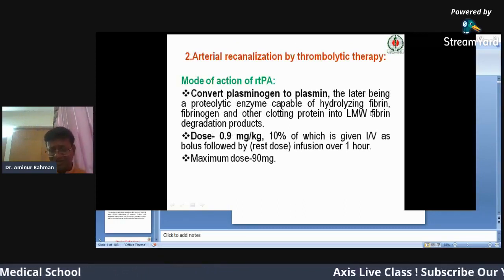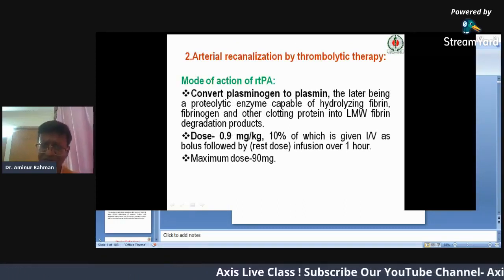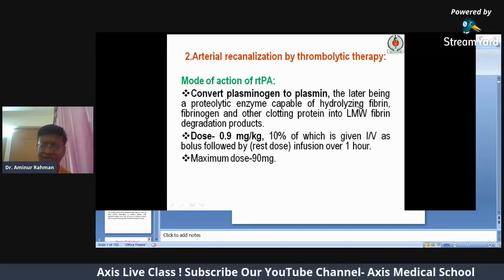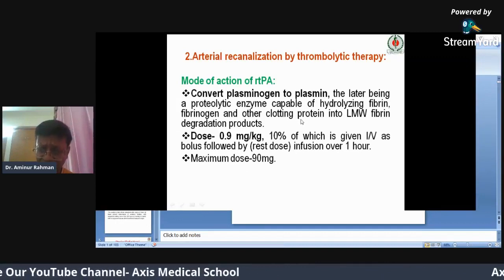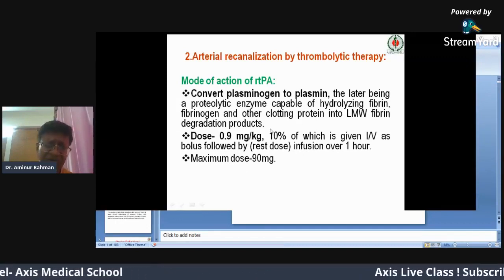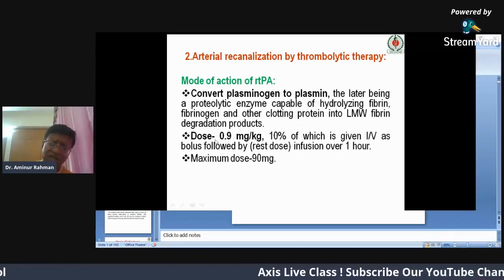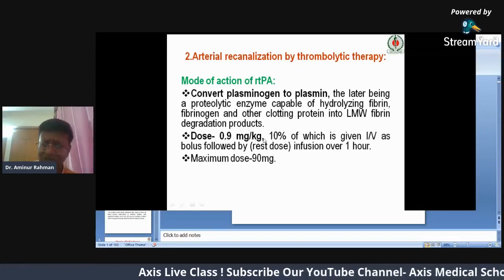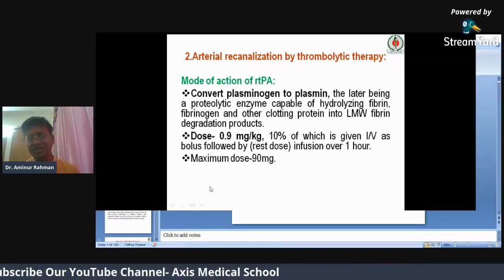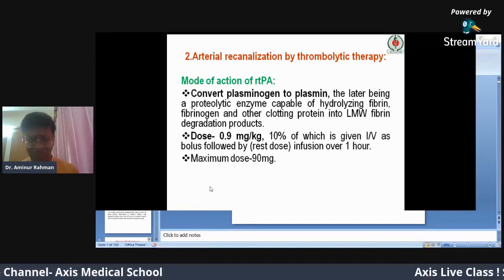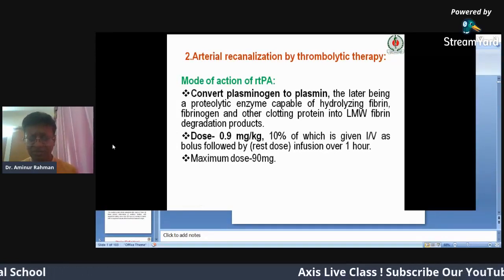What is the mode of action of rtPA? It converts plasminogen to plasmin, the latter being the proteolytic enzyme capable of hydrolyzing fibrin, fibrinogen, and other clotting proteins into low molecular weight fibrin degradation products. The dose is 0.9 milligram per kg, 10% given as IV bolus and the rest given over 1 hour. Maximum dose is 90 milligram.